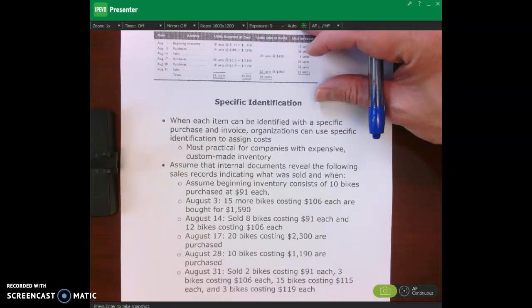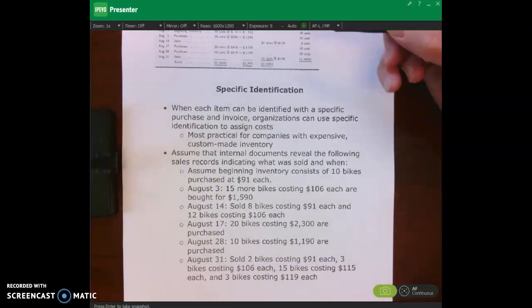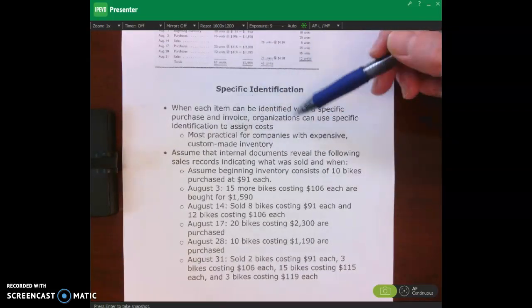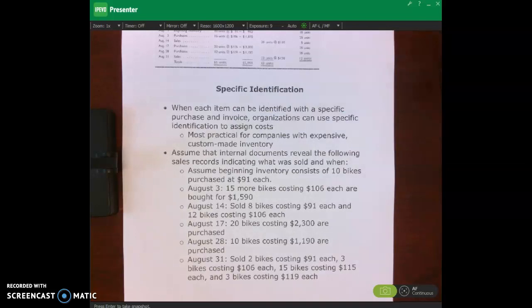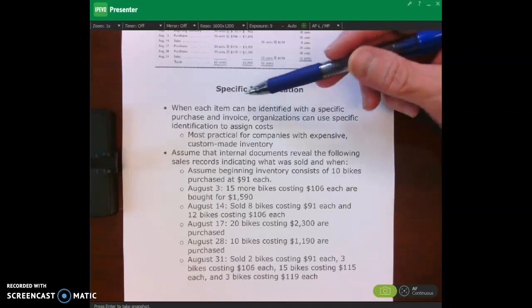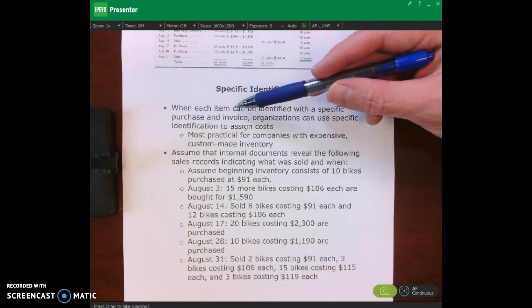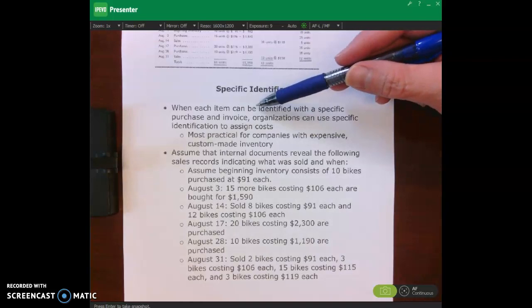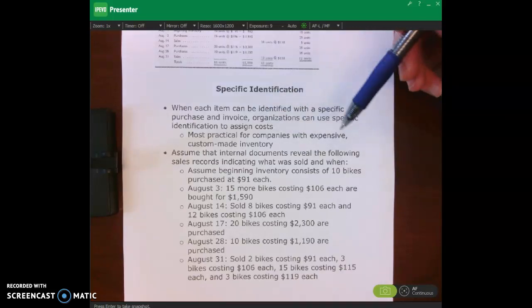That's the price. Okay. Now, for specific identification, I think what I'm going to do is just give you an overview, then I'm going to stop the video and then in the next video go through the working example, okay? With specific identification, what we're saying is that we can identify the exact item that we sold. And so what that means is we know the exact cost of this item that we sold.